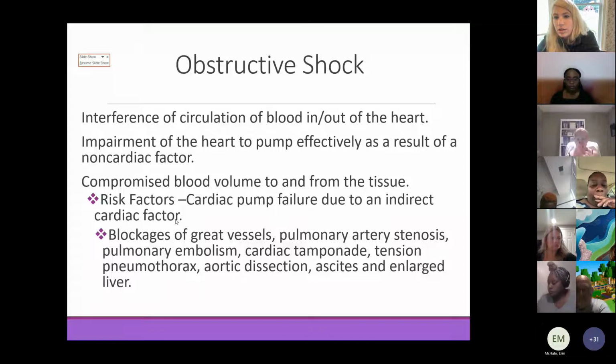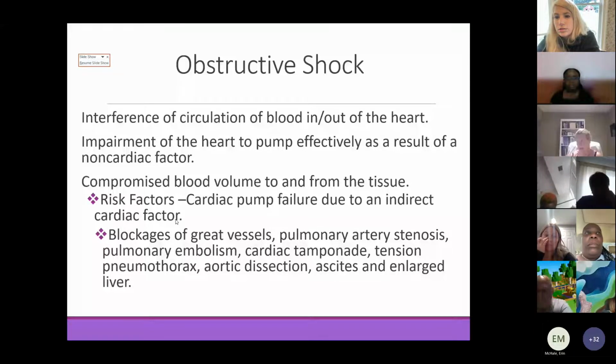ascites, pneumothoraxes, cardiac tamponade. We're going to talk a little bit about that this semester. Ascites, which is swelling in that abdominal area.